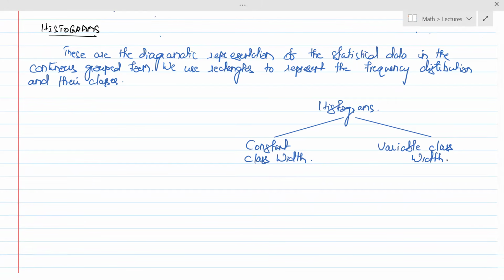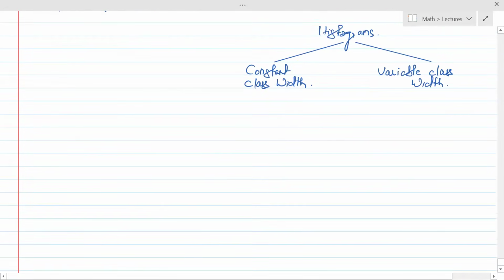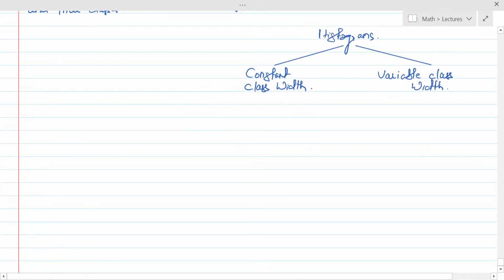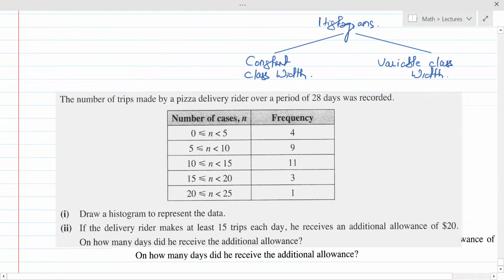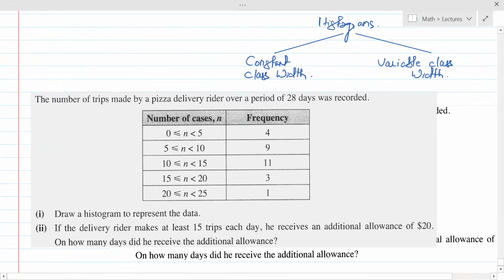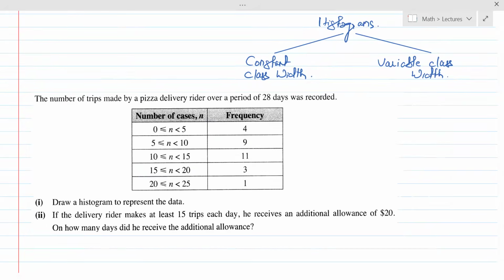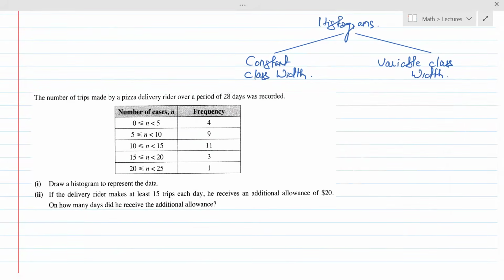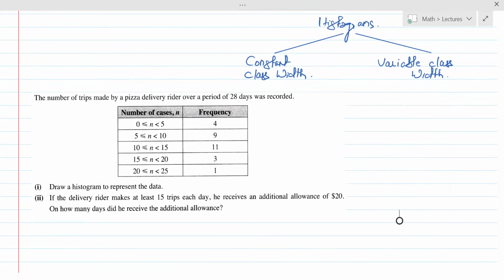So first we need to know what we mean by the term class width, and after knowing the term class width, then we'll look at the case of the histogram with constant class width. So we'll refer to an example directly that will help us in understanding the situation well. Here in this example, I have picked up the continuous group data.